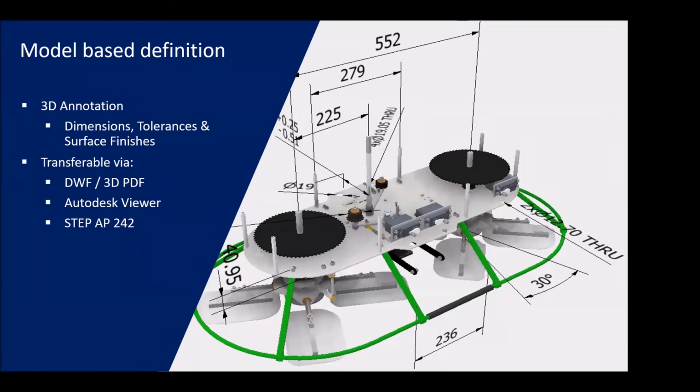So model-based definition is there to start communicating dimensions on top of a 3D model. Rather than a 2D drawing, sometimes it's quicker to add dimensions to a 3D model and to share them. We can do things like share dimensions, tolerances, and surface finishes. And the good thing about this is we can then share that via 3D PDF or DWF, or via the Autodesk viewer, and even via STEP AP242. Meaning that we can export a STEP file, and someone who has the ability to read a STEP AP242 file will actually be able to see those dimensions.